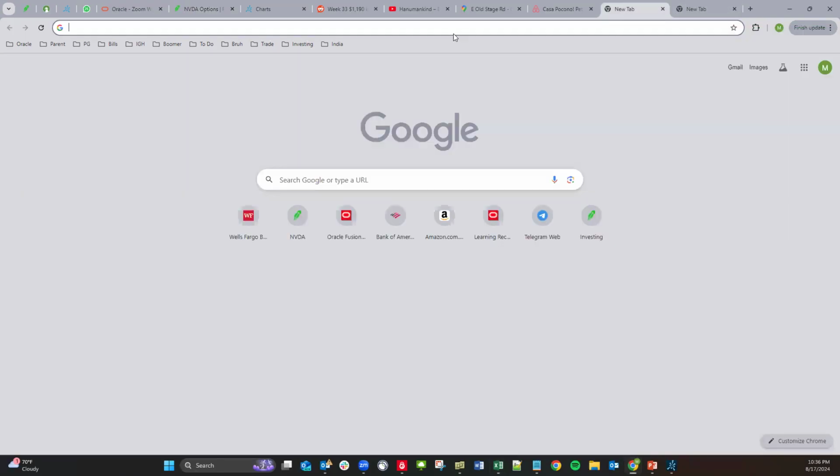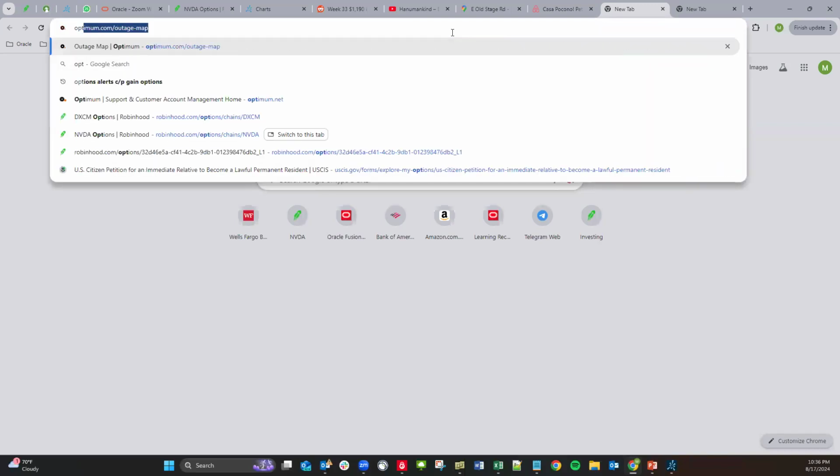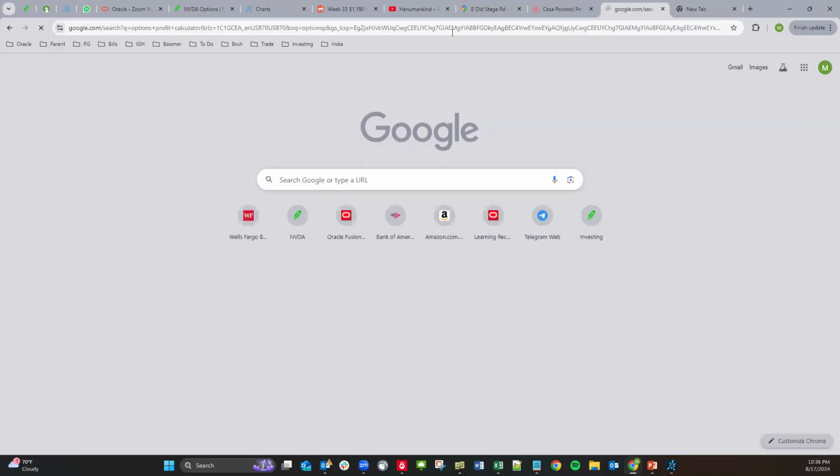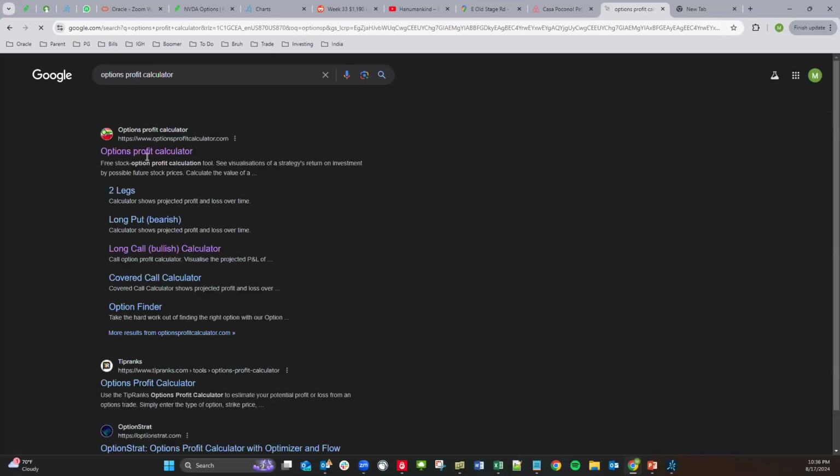So maybe, okay, let me do this. I can do a simulation as well, but let me do the options profit calculator. I don't know if any of you have used this. It's been a long time since I used it, but let me show.